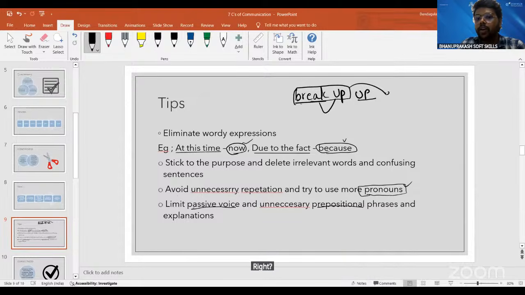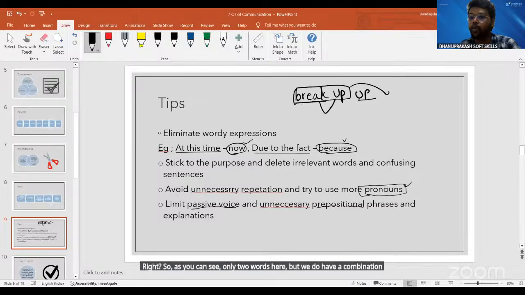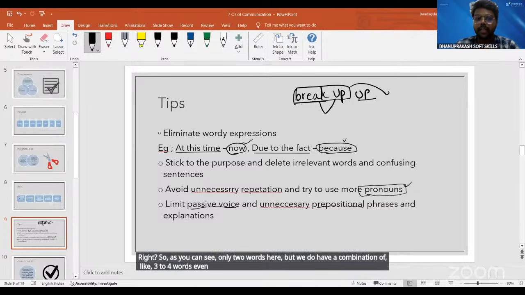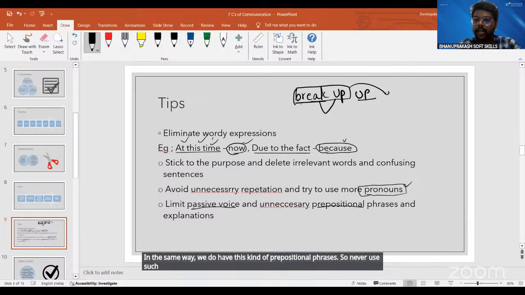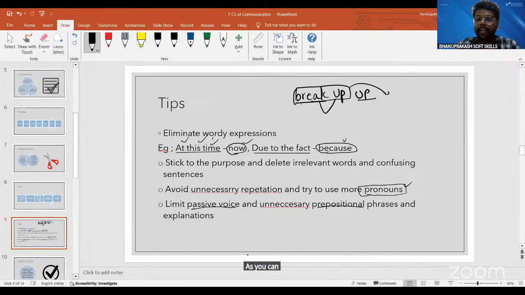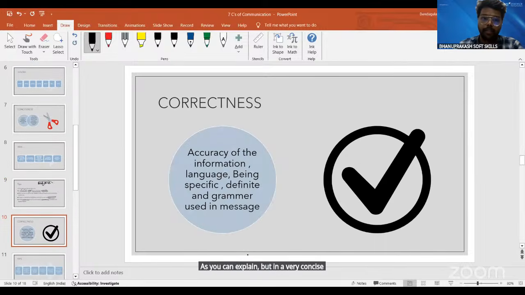So as you can see, only two words here, but we do have combinations of 3 to 4 words or even more, just like here you can see "at this time". In the same way, we do have this kind of prepositional phrases. So never use such phrases and never complicate things. And explanations also. You can explain, but in a very concise way.